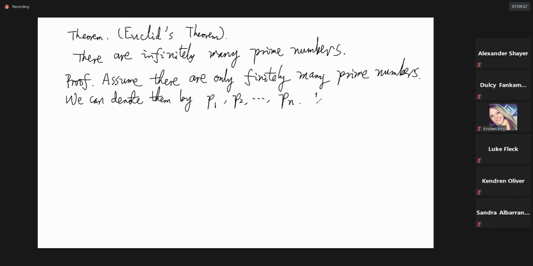Now we'll let P be the product of those prime numbers, P1 through Pn, and we add 1 to the product. So we'll show this P must be a prime number. So we'll show P is a prime number.